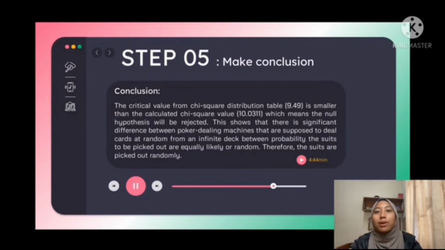Thus, we need to state about the null hypothesis being rejected or failed to be rejected. And from this case, we could say that the null hypothesis will be rejected because the value falls within the null hypothesis rejection area. Then we can conclude that there is a significant difference between both of these categorical variables, and therefore the suits are being picked out randomly.